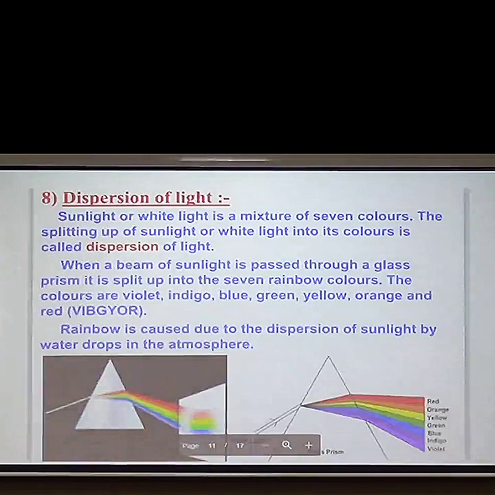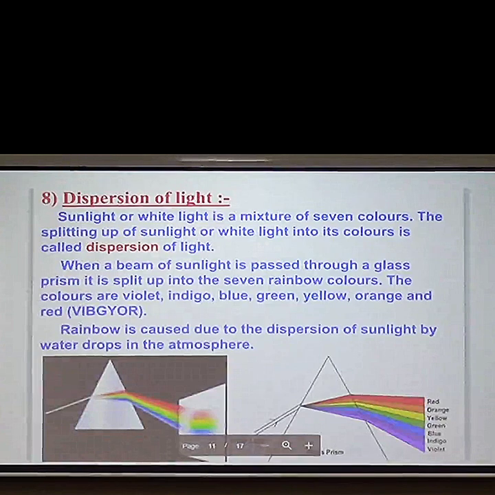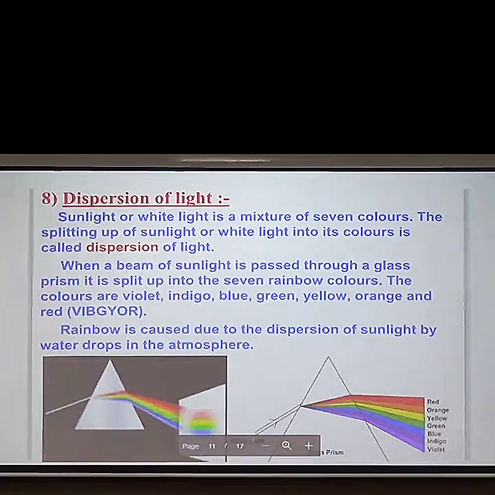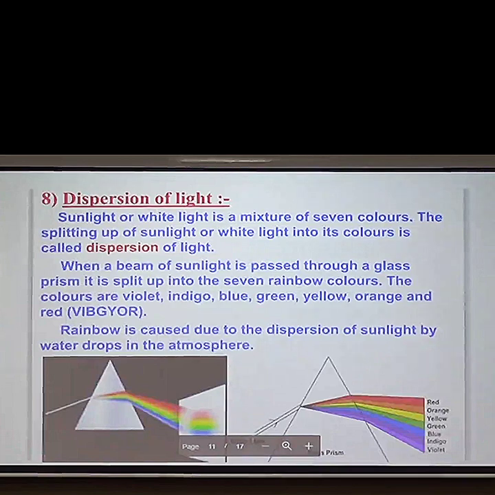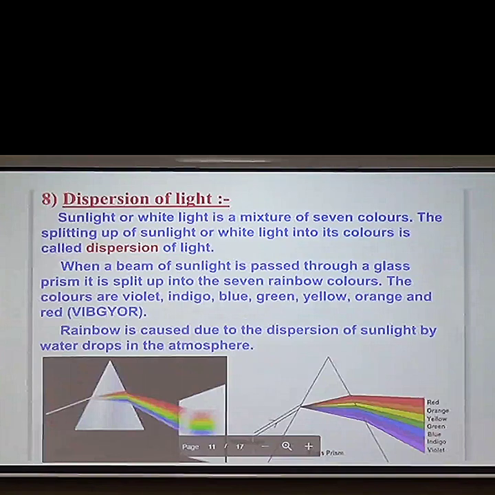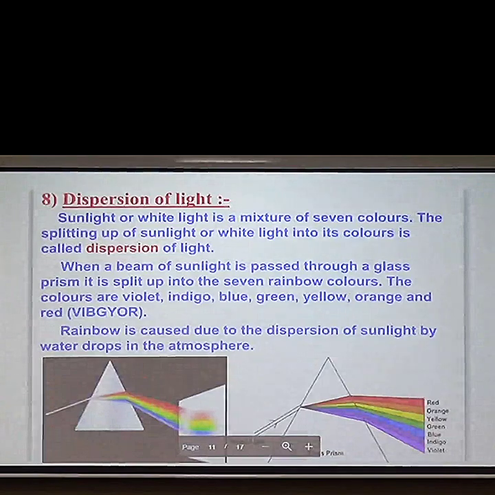Moving on, the next phenomenon of light is dispersion of light. We have done this in 7th also, and we know that dispersion of light is splitting of white light into 7 constituent colors. And the 7 constituent colors are VIBGYOR: violet, indigo, blue, green, yellow, orange, red. And we have seen this dispersion of light in a prism also, and the natural phenomenon which occurs because of the dispersion of light is rainbow.